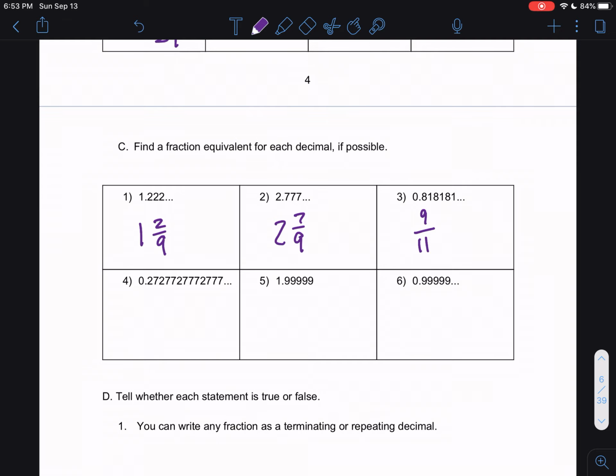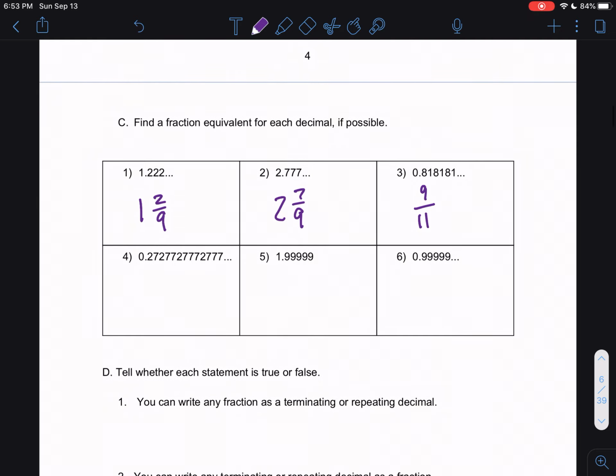Hopefully you noticed that number 4, not so possible. There's a pattern, and that pattern repeats, but it's not a repeating pattern. It goes 2, 7, 2, 7, 7, 2, 7, 7, 7, 2, 7, 7, 7, and it's going to keep repeating. So this would be not possible.